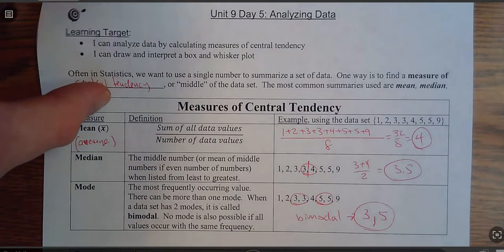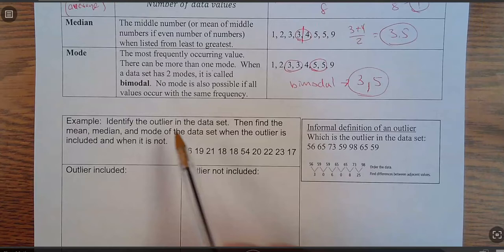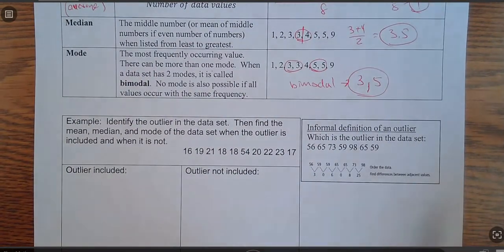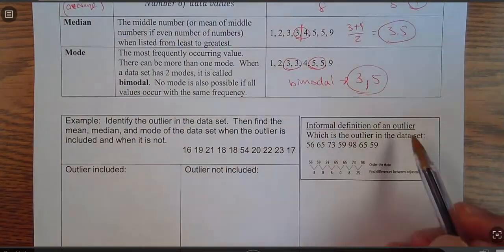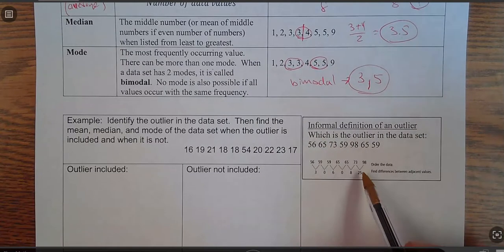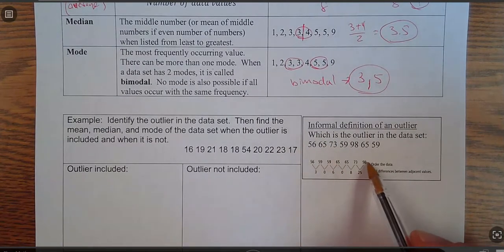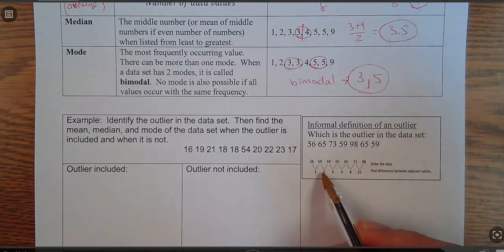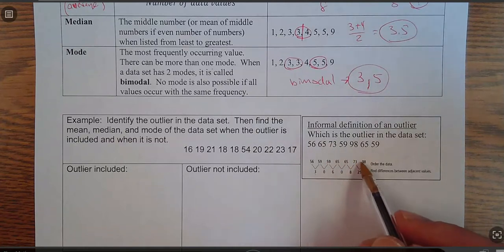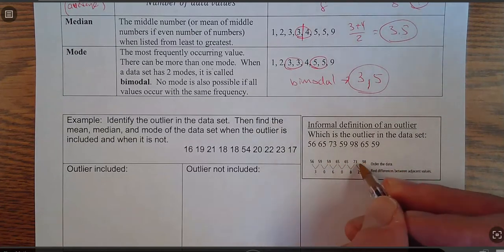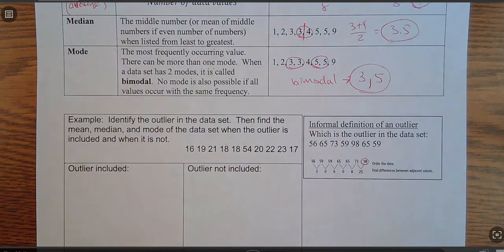So let's talk more about outliers here. Now we do have an informal definition over here. An informal definition of an outlier is when, if you look at the differences here, so order least to greatest, these two are 3 apart, none apart, 6, 0, 8, 25 apart. So if you just looked at this data, you'd say, oh man, that 98's way out there. Now, there is an official definition of an outlier, but that's kind of the informal definition. It's just a number that's way out there.